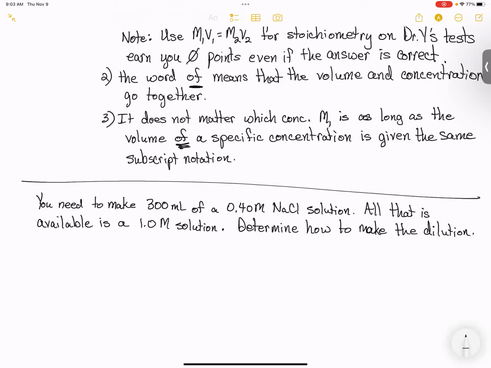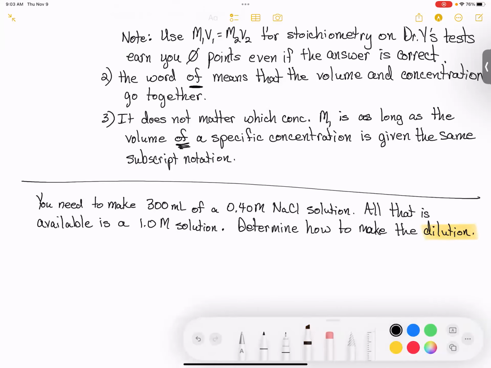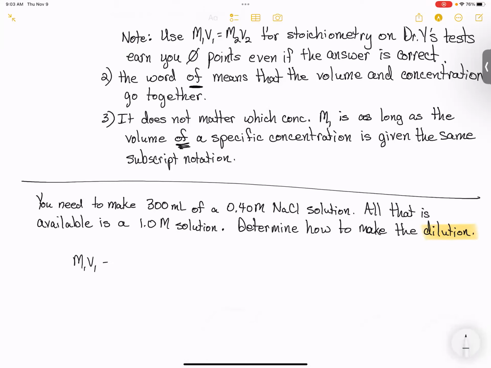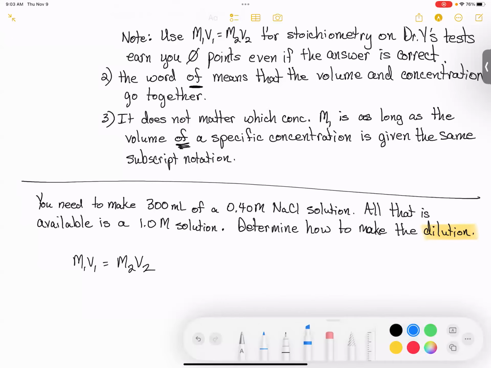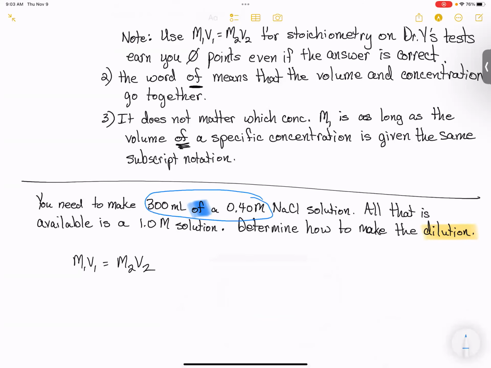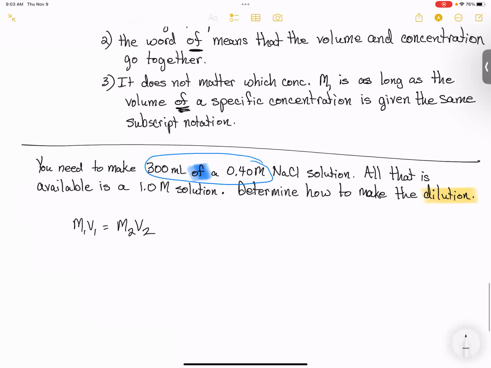Okay, it kind of gave it away that this is a dilution problem. So that means I'm going to need the equation M1V1 equals M2V2. My "of" is telling me that these two need to be kept together. So M1 is 0.40 molar, V1 equals 300 milliliters. And the other one is M2 will be 1.0 molar. V2 is what we need to figure out.